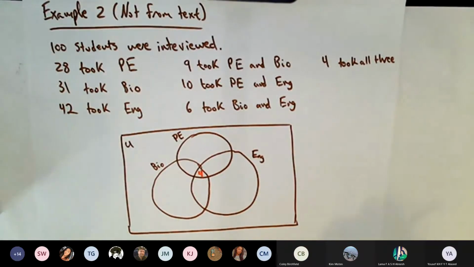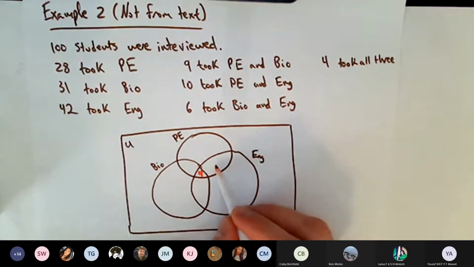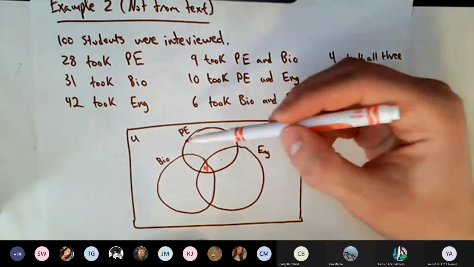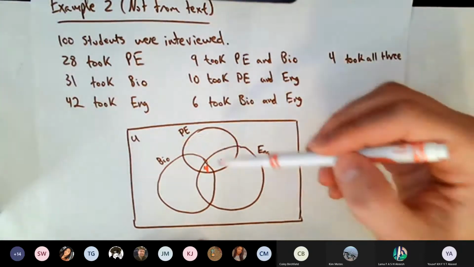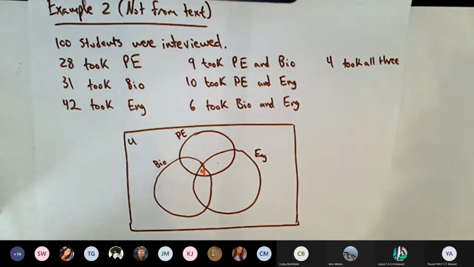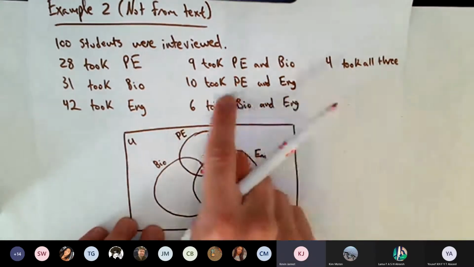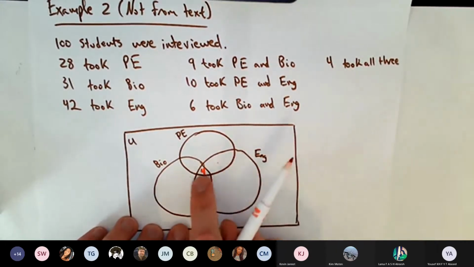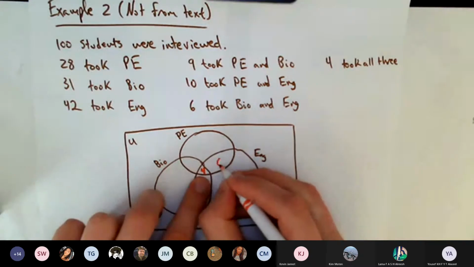Now, does anyone want to venture a guess as to what goes here? In this spot here. That is the leftover bit of the intersection of PE and English. Let's see. Kevin, what would it be? Is it 10? It wouldn't be 10. Why not, though? Because of the overall intersection, so it'd be 6. Right. Overall, this is saying that this 10 took PE and English. That means this whole little oval piece is 10, but there's already a 4 there, so we have to say 6.